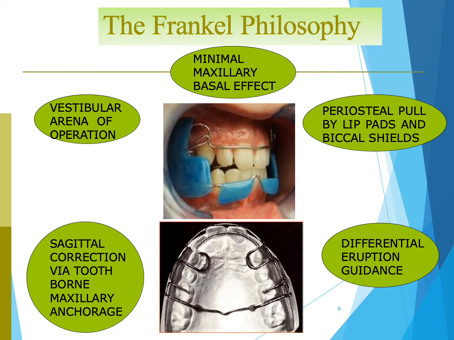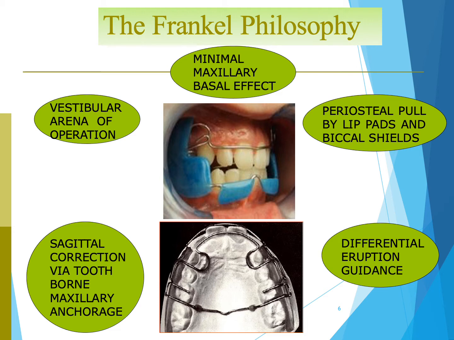Then, for the minimal maxillary basal effect, it has been noted that in most class 2 malocclusions, the maxillary position is close to normal while the mandible is retruded. The Frankel appliance has relatively little retrusive sagittal effect on the maxilla in contrast to the marked protrusive change in the mandible.